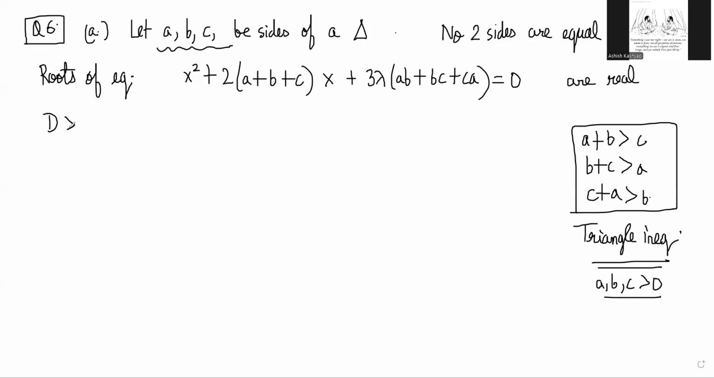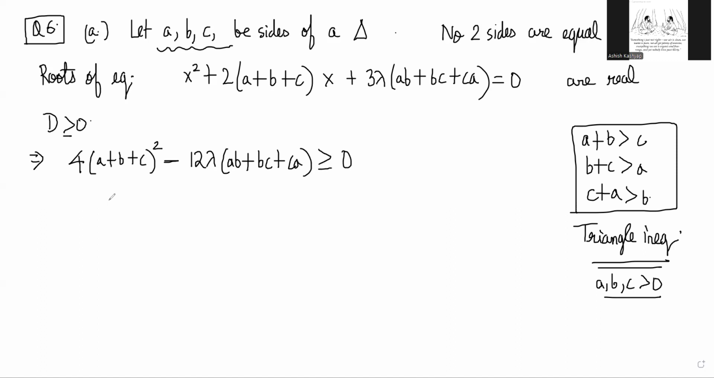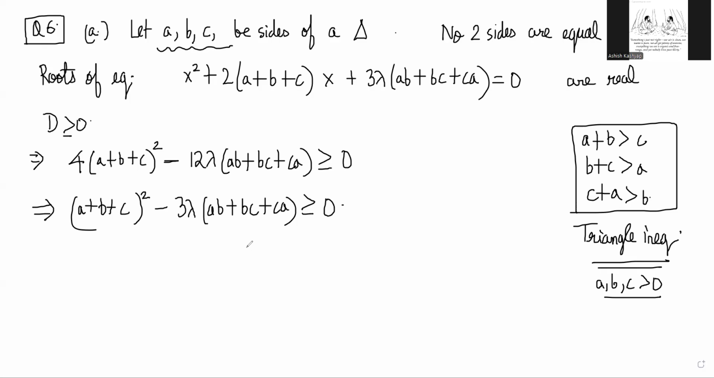So discriminant is greater than or equal to 0. So you'll get 4 times (a plus b plus c) whole square minus 4 into 3 lambda (ab plus bc plus ca), so 12 lambda (ab plus bc plus ca), is greater than or equal to 0, right? So you have (a plus b plus c) whole square minus 3 lambda (ab plus bc plus ca) is greater than or equal to 0. We have to find the range of lambda for which this happens.